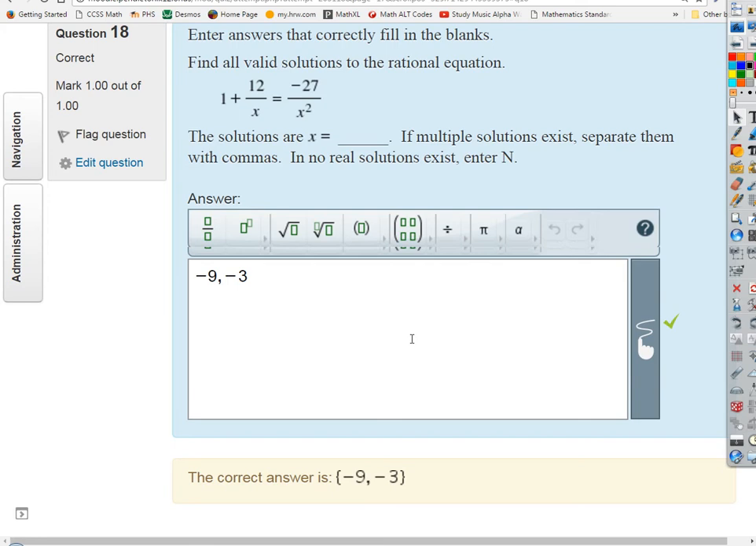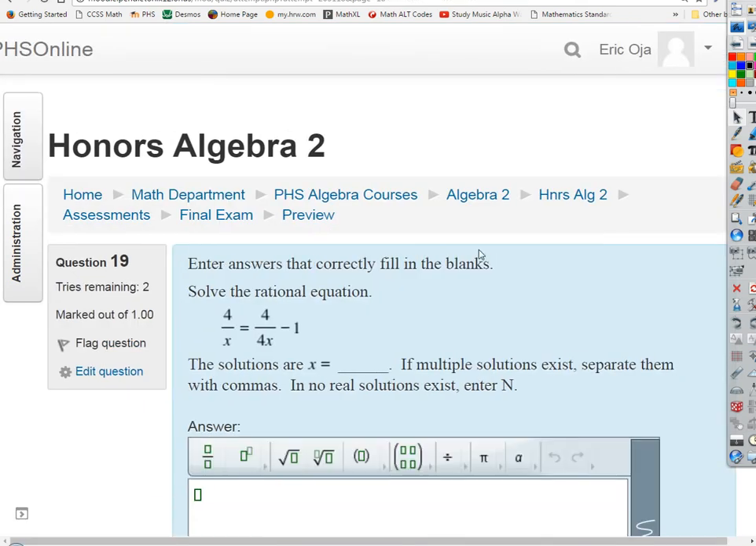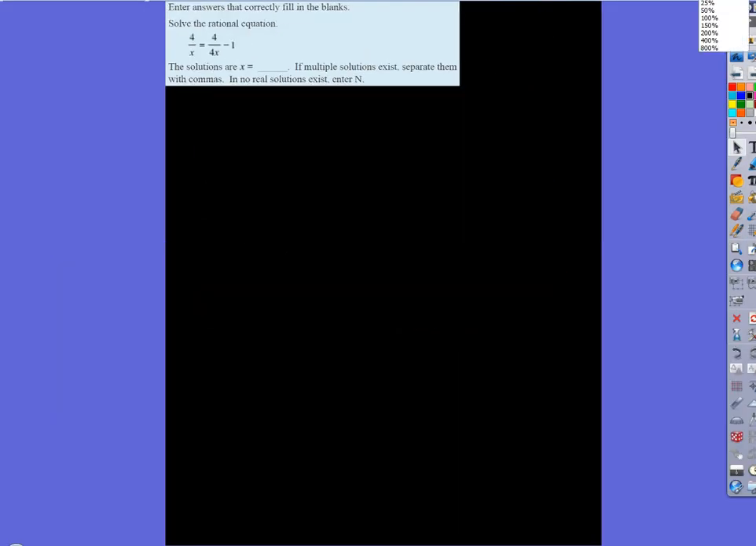Okay, moving on, next page. Something like this, solve the rational equation, very similar. What about this? Same deal. We've got a rational equation, so we're going to multiply through by the LCD. This time, the smallest thing that would have x as a factor and 1 as a factor and 4x as a factor would be 4x.